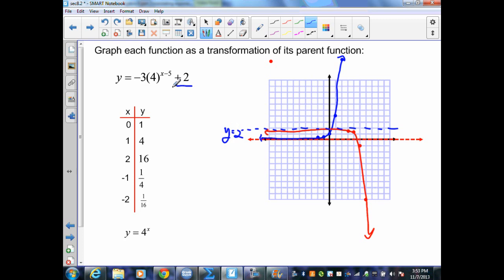You can see that because I have plus 2. My domain, x, can equal all real numbers. And my range, y, is less than 2.